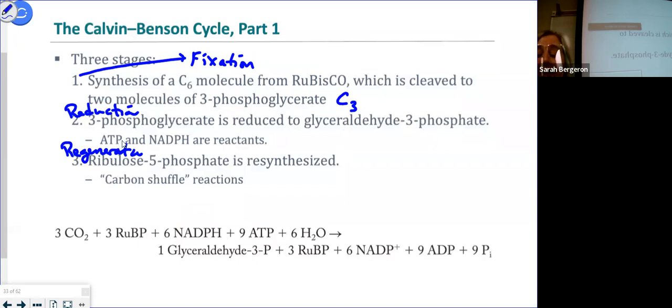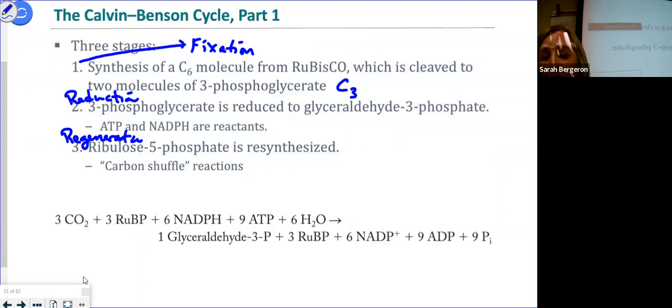And this is the step that we need the ATP and the NADPH from the light reactions. And then at the end, it really doesn't say it, but one of those 3-carbon molecules is kicked out, and the rest are used to regenerate ribulose 5-phosphate. Okay, so that's the carbon shuffle.